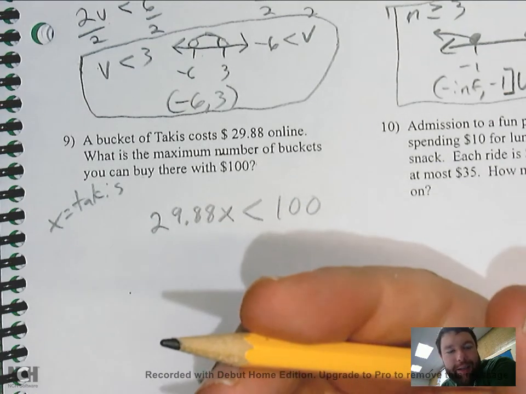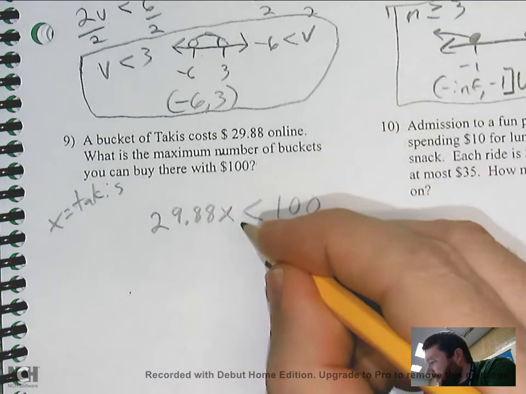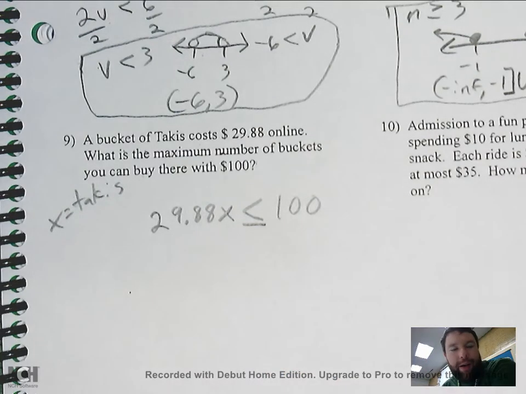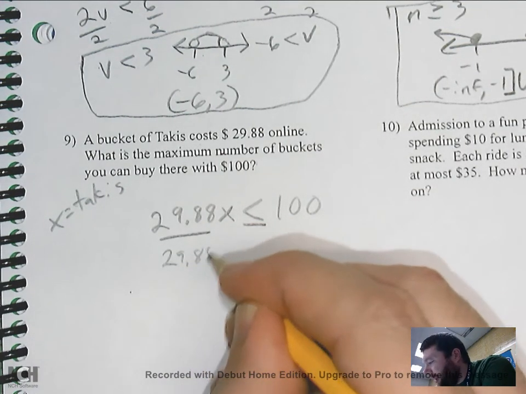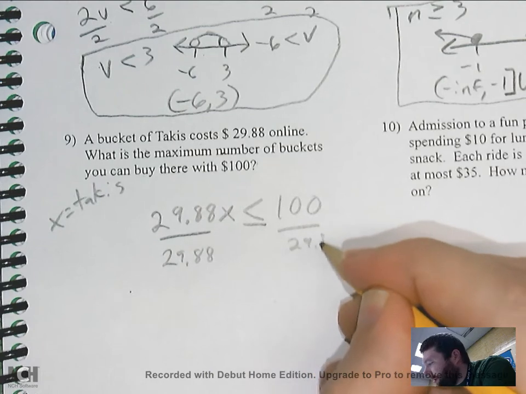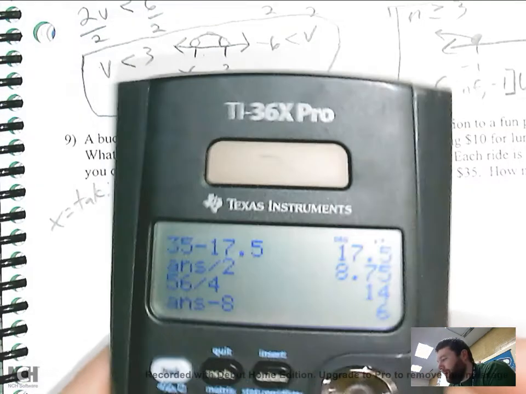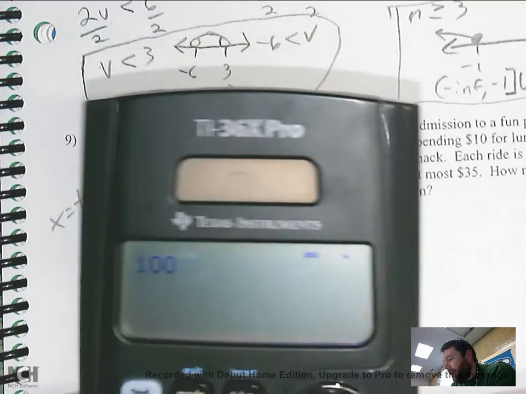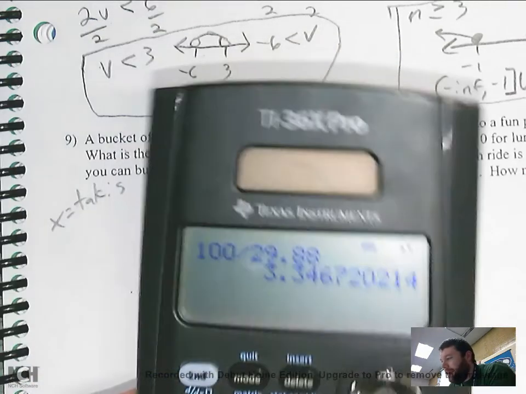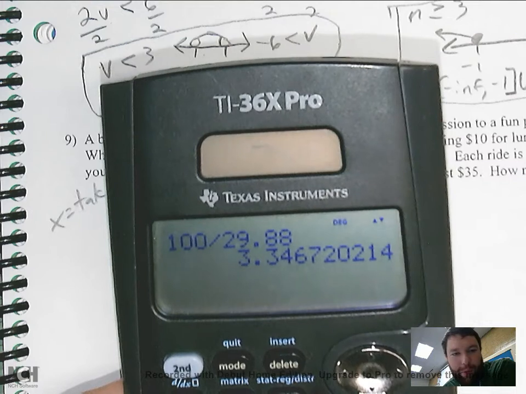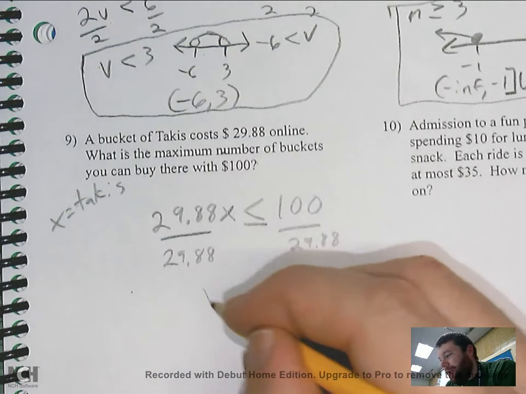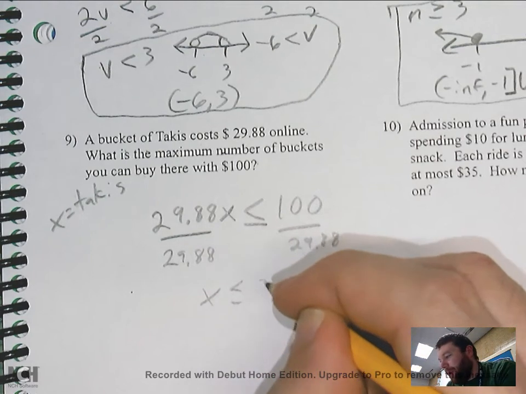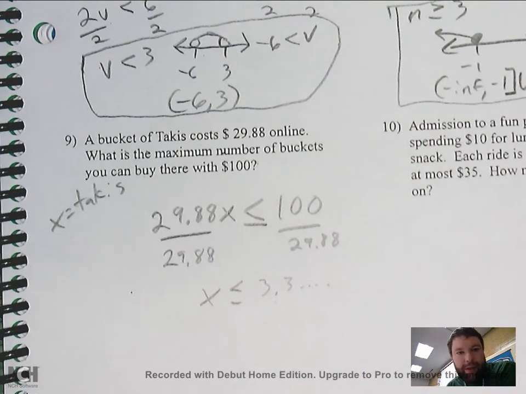Can I spend exactly $100? Yeah. So I'm going to have an inequality sign there with an equal to. Then to solve this, I just have to divide by 29.88 on each side. So 100 divided by 29.88, and I get 3.34, and so on. Now, I could write that down. X has to be less than or equal to 3.3 and so on.